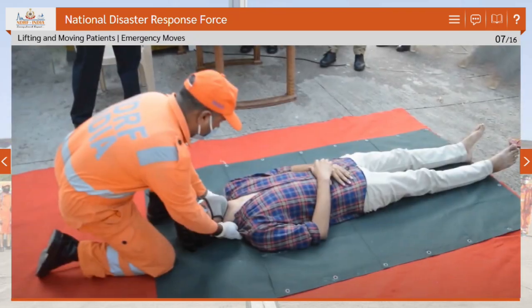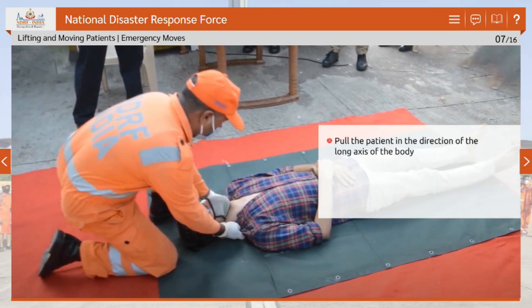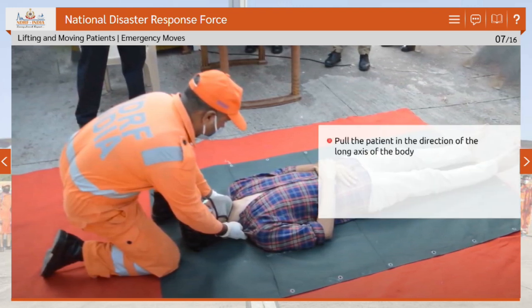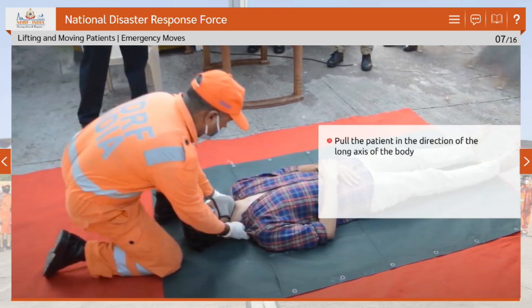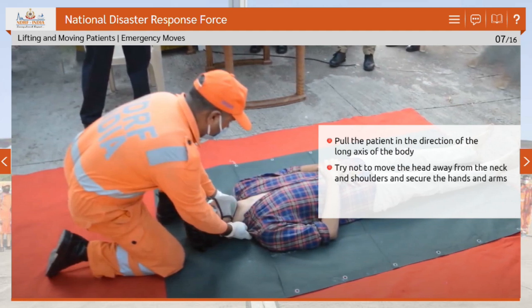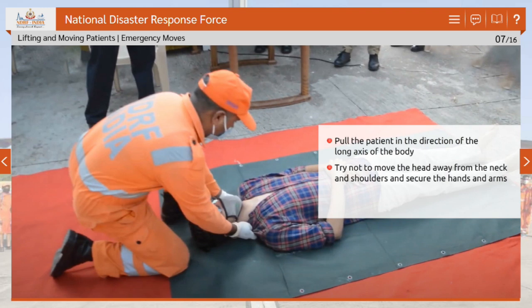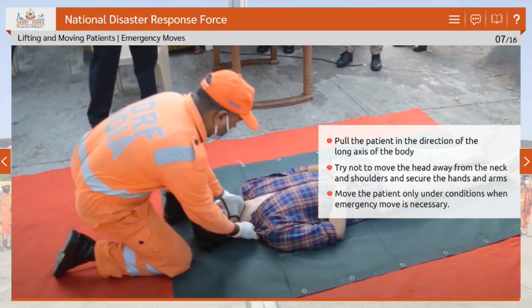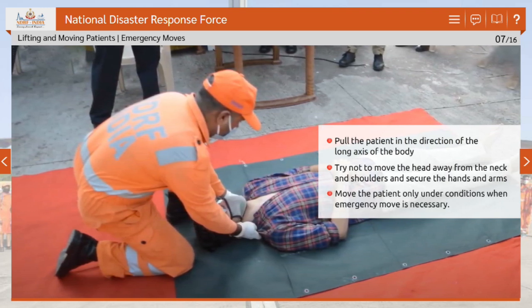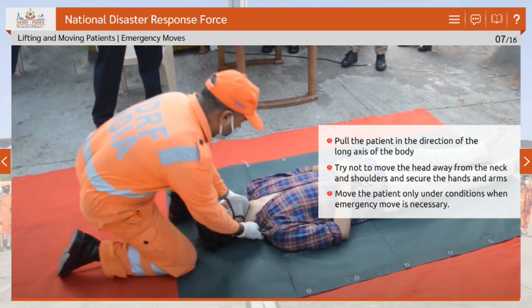Provide as much protection to the spine as possible. Pull the patient in the direction of the long axis of the body. Try not to move the head away from the neck and shoulders, and secure the hands and arms. Move the patient only under conditions when an emergency move is necessary.